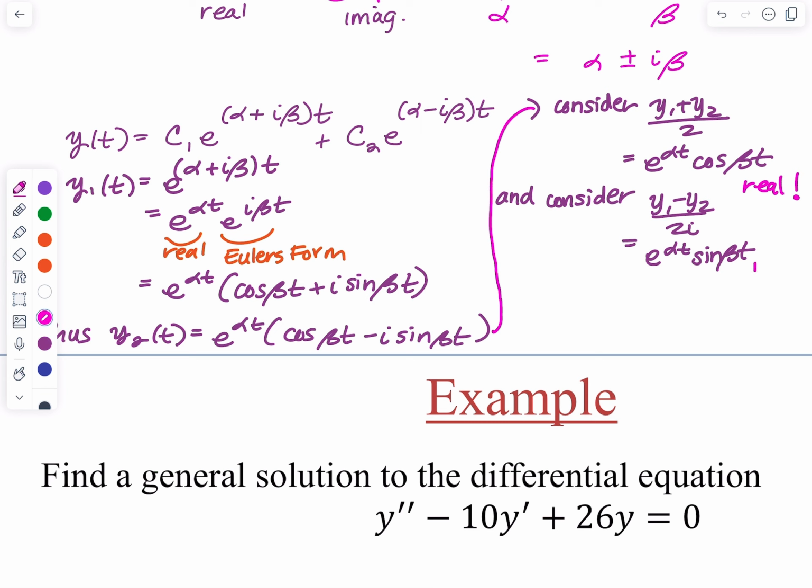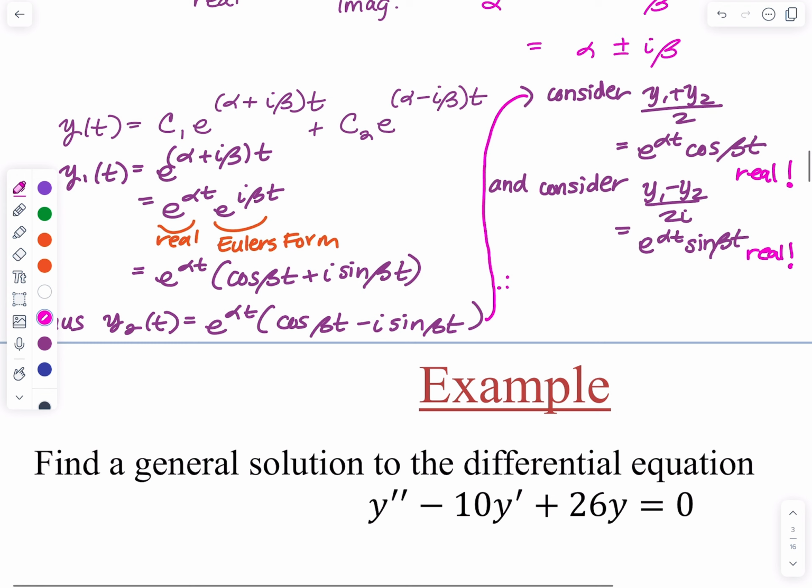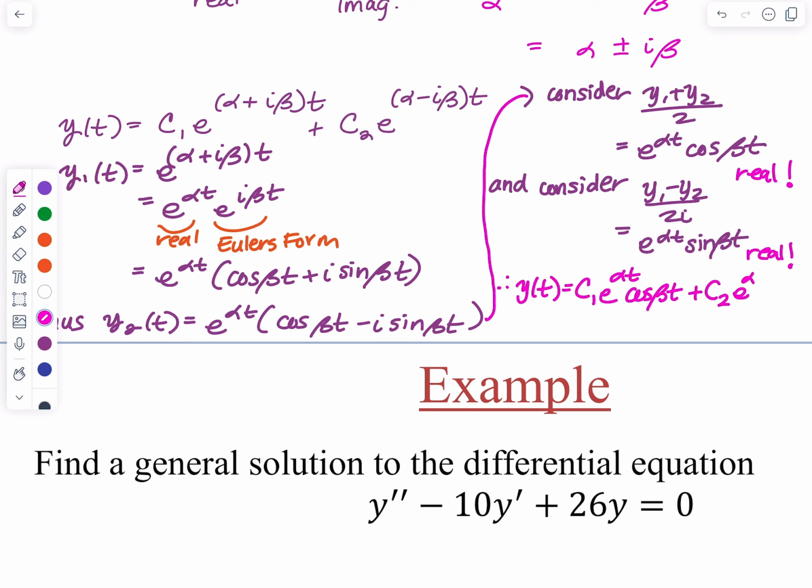And again, we have all real values. Therefore, we finally come up with a combination of these two solutions. So we have two solutions. They're both real. They're both linearly independent. They're not a multiple of each other. And we come up with y of t is equal to c1 e to the alpha t cosine of beta t plus c2 e to the alpha t.